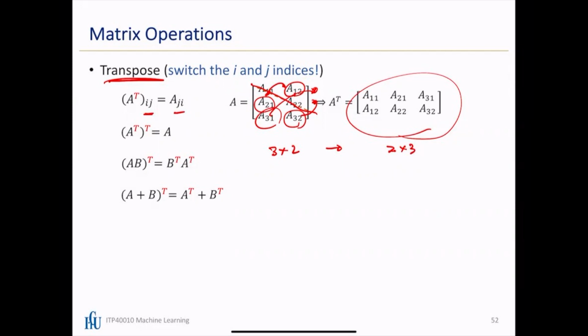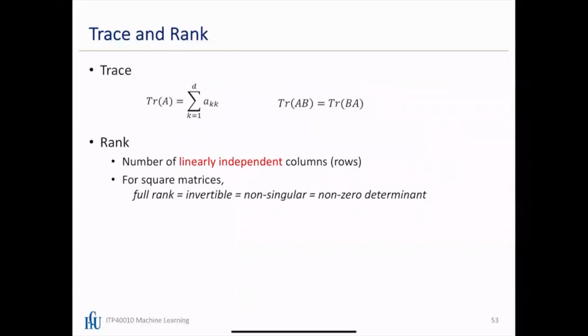So ij becomes ji, and since transpose is mirroring against the diagonal, the transpose of A transpose is A itself. And (AB) transpose is equivalent to B transpose times A transpose. And (A plus B) transpose is equivalent to A transpose plus B transpose, which are just some simple properties. And trace is where you go along the diagonal line and take the sum of all those elements. That's the idea of a trace.